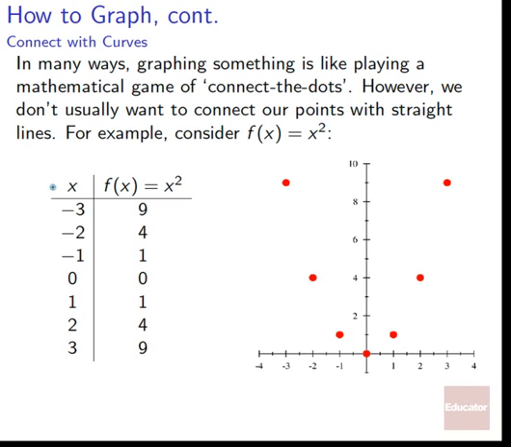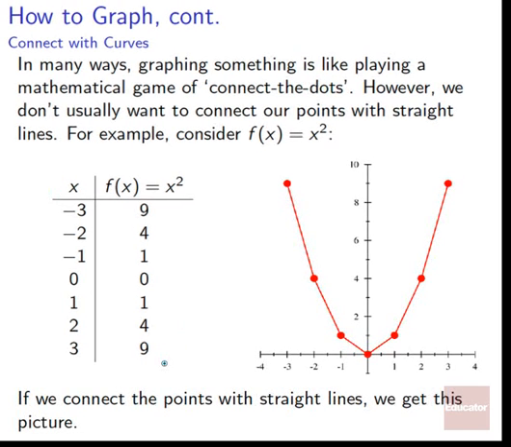So once again, here's a table that shows us input locations going to output locations, so making points. So -3, comma 9, -2, comma 4, -1, comma 1, etc. And we can see all these points on this graph right now. But let's look what happens if we were to connect it all with straight lines. If we connect with straight lines, we get this picture right here. And while it's not a terrible representation of a parabola, it's not a very great representation of a parabola, right?